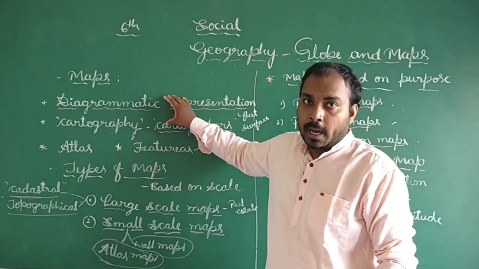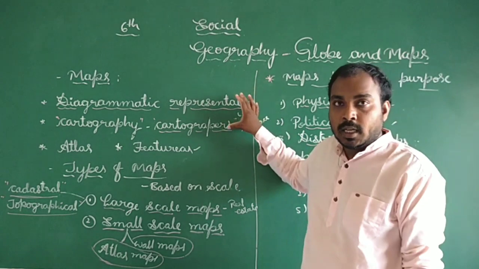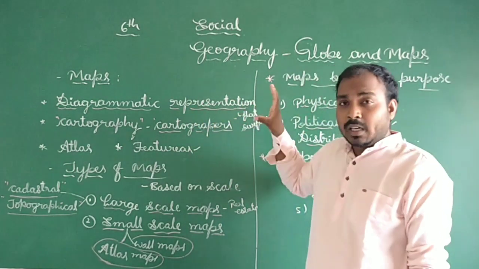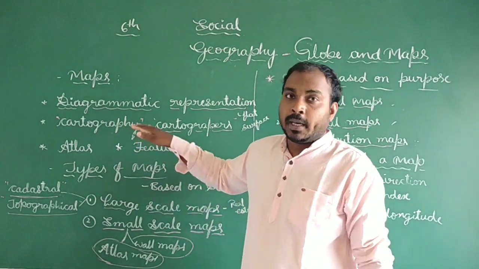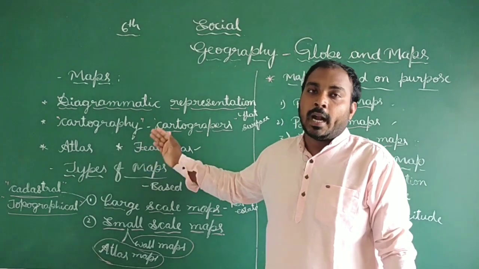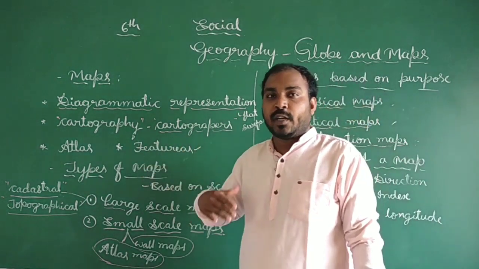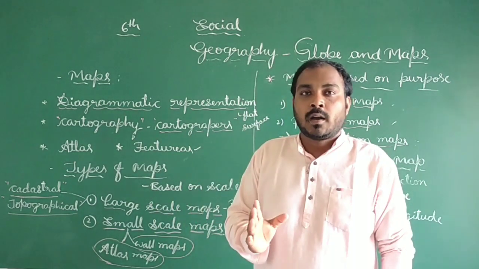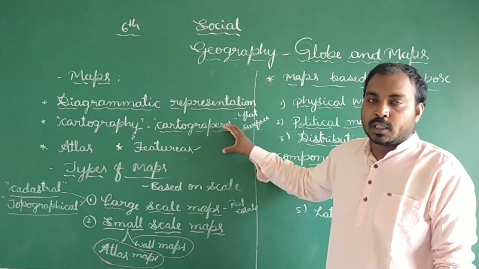What is the meaning of a map? A map is a diagrammatic representation of the earth, and also a flat surface drawn according to the scale. The map making process is called cartography, and one who makes maps is called a cartographer. Different types of maps bound as a book is called an atlas. So this is all the basic information about the map.